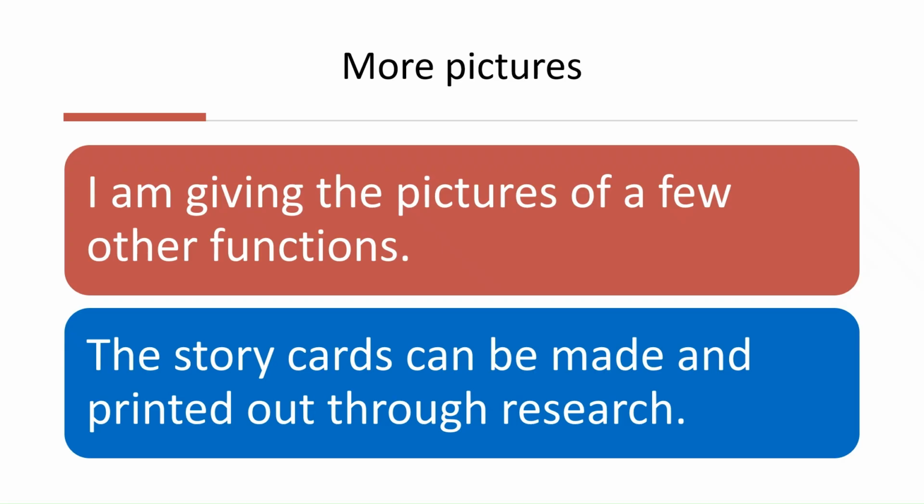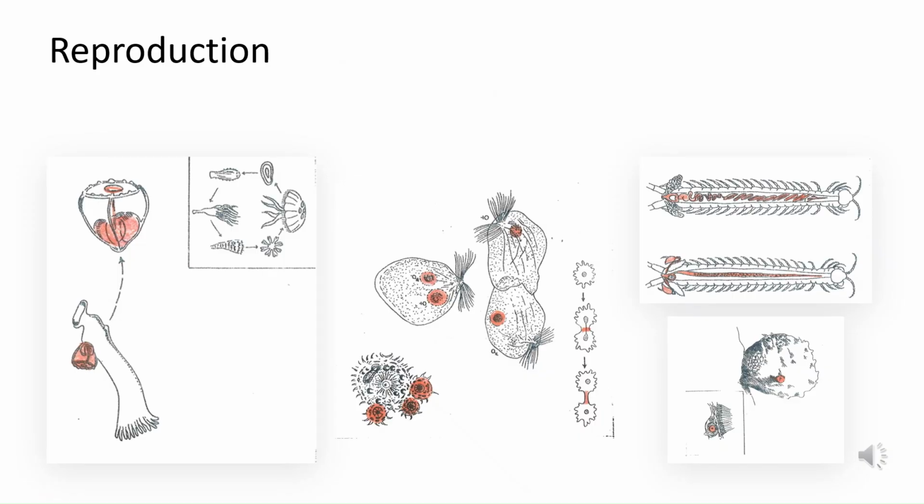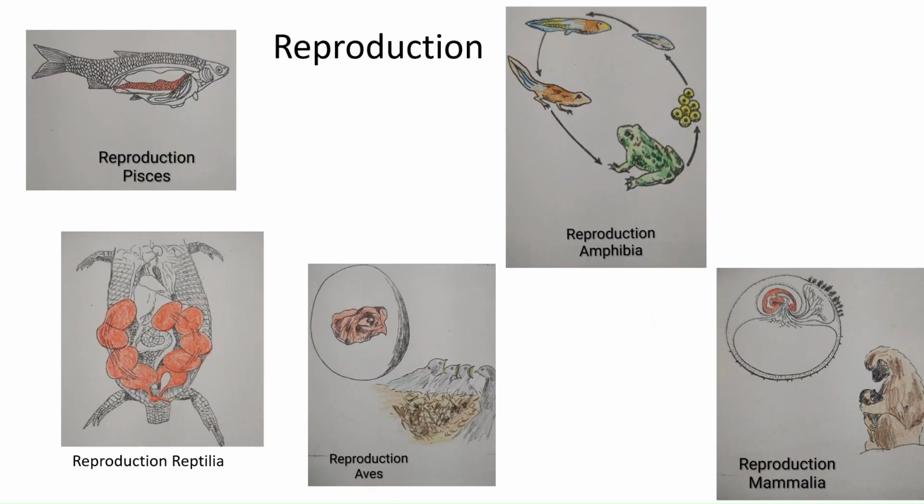Here are more pictures. I'm giving the pictures of a few other functions. The story cards can be made and printed out through research. Now you can see some of the function pictures here. And the function we are talking about is marked in red. More reproduction cards. We need to sort them according to the functions.